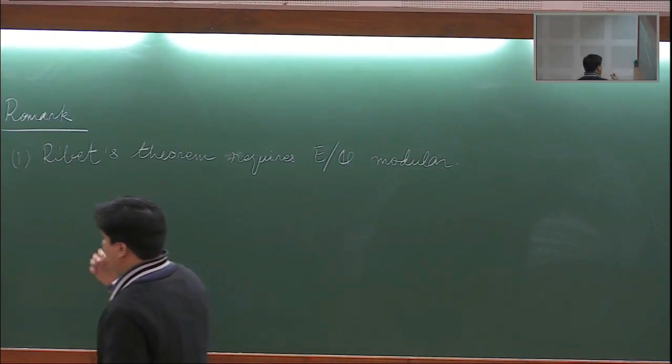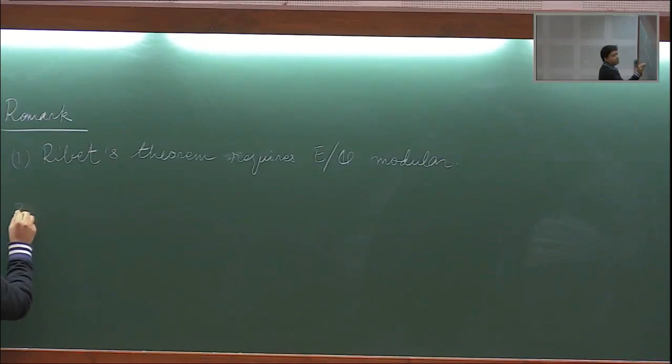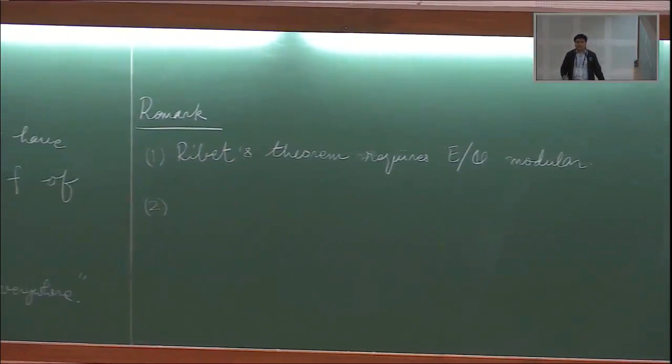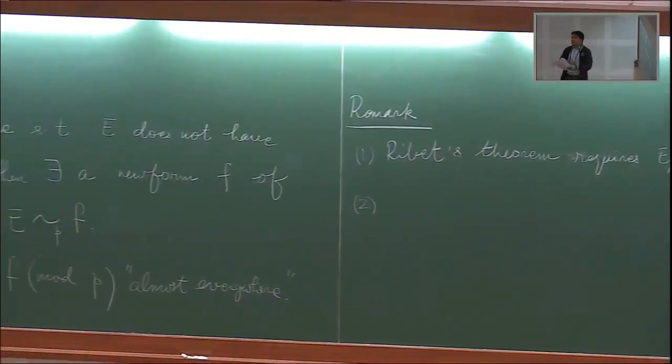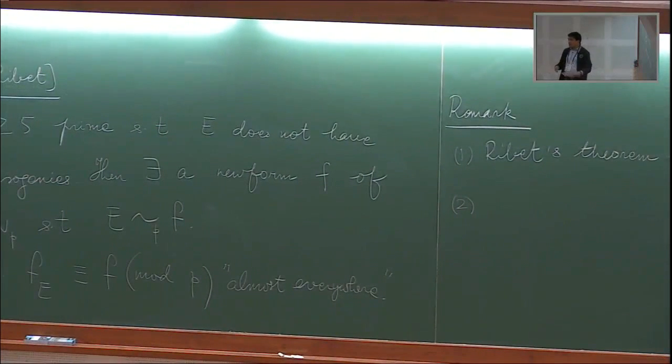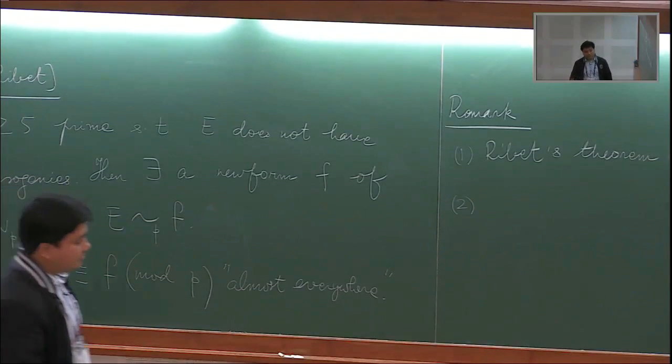Okay. And yesterday I also said that if I have a newform f, and all its Fourier coefficients are rational numbers, then f is said to be a rational newform. But how on earth are you going to check? It has got infinitely many Fourier coefficients. How are you going to check? So there is a bound.